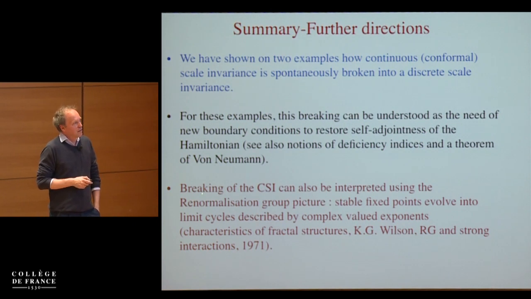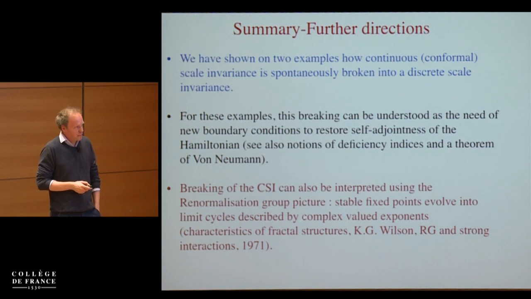The other thing that I did is that, in fact, I showed that the breaking of the continuous scale invariance can also be interpreted using the renormalization group picture as having stable fixed points which evolve into limit cycles, which are described by complex valued exponents, which are, as I said again and again, characteristic of underlying fractal structures that we may not know at the moment, but exist.